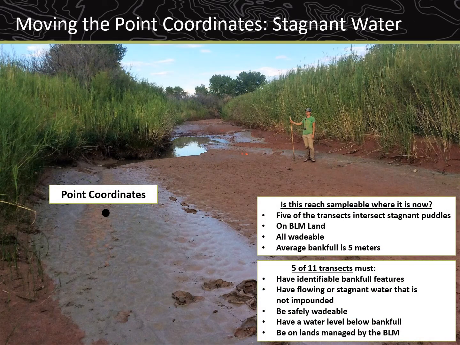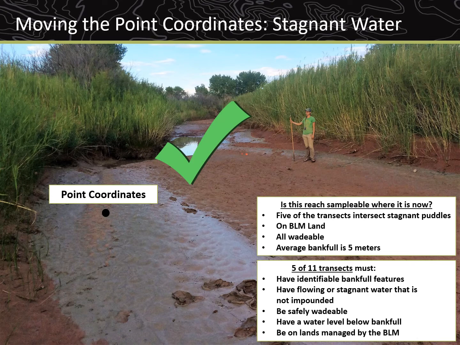In this example, the reach is full of stagnant puddles. 5 of the transects in the reach intersect some of these puddles. Is the reach sampleable where it is now? Do the point coordinates need to be moved? If so, how far can they be potentially moved if the average bankful width was 5 meters?